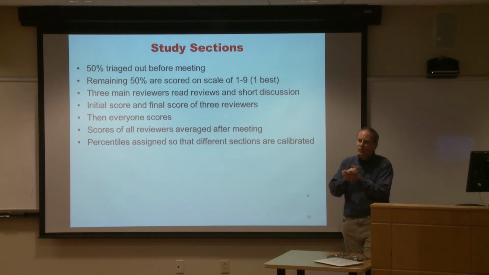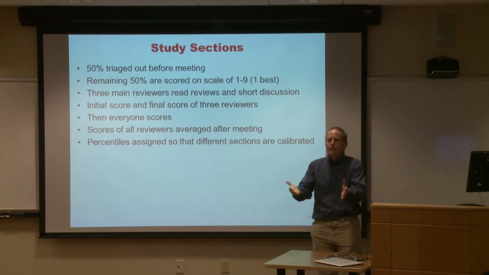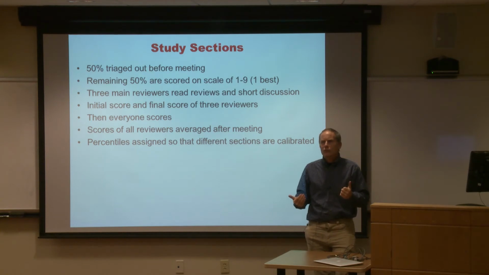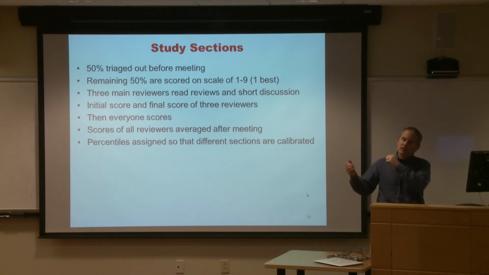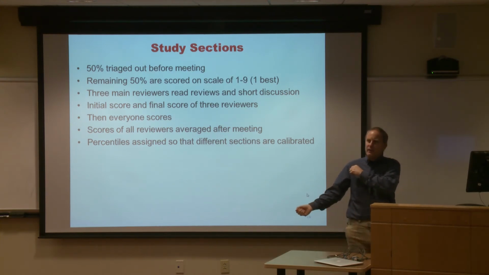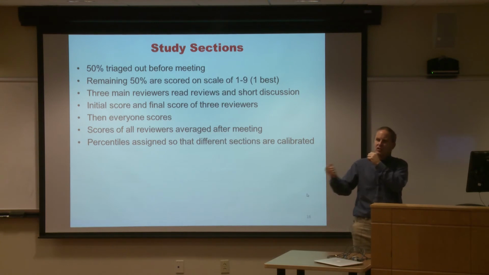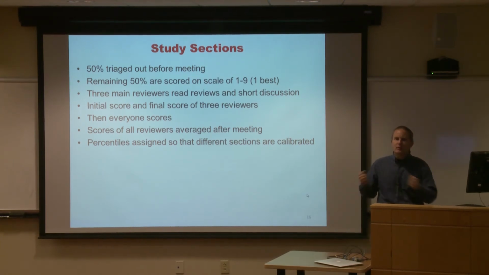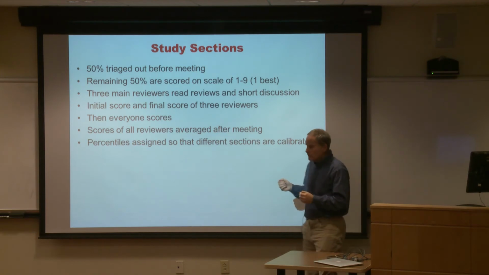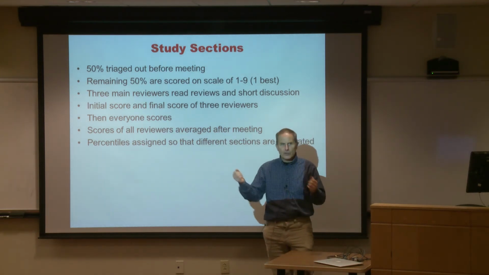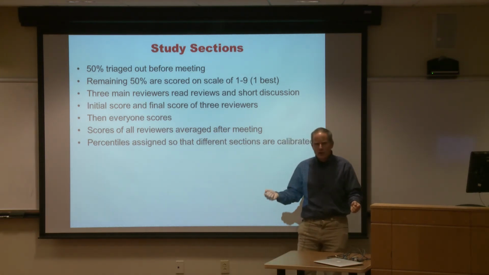Basically, the way it works is you come into the room, the 3 reviewers will read their reviews. You then will have a short discussion. You then take the initial scores that they gave before they gave a review. They then have a chance to change to the final scores, and then everybody scores. So let's say the 3 reviewers scored it, one is a 2, one is a 3, and one is a 4, so they're all pretty good.